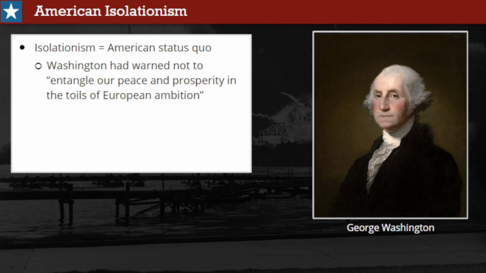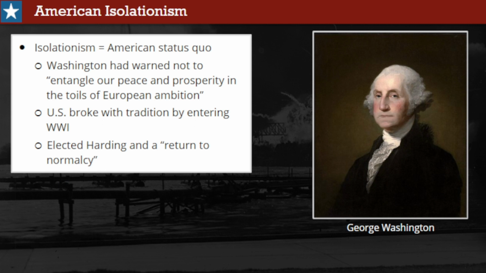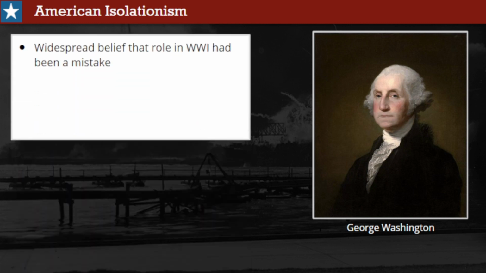As he prepared to leave office in 1796, none other than George Washington had warned his new countrymen that we should not entangle our peace and prosperity in the toils of European ambition. The U.S. had actually broken with more than a century of tradition by entering World War I on the side of the Allies. And after the war, Americans had turned inward again, electing a Republican president, Warren Harding, who promised a return to normalcy. There was a widespread American belief in the 1920s and 30s that the involvement of the U.S.